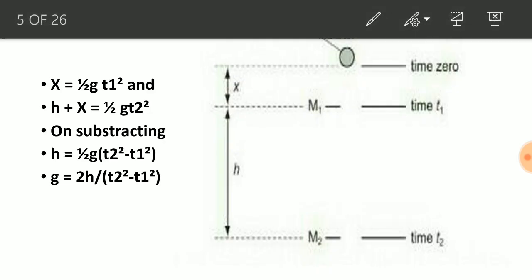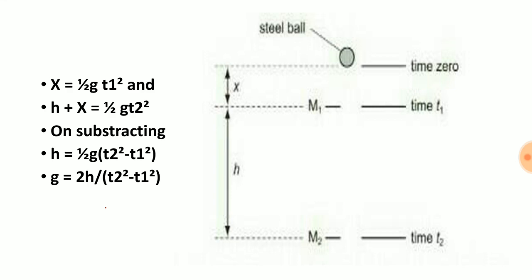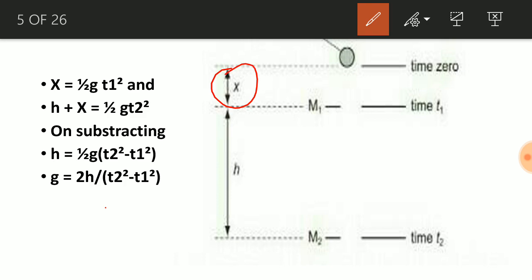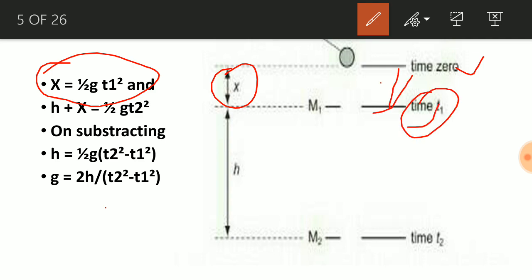Now we can solve this question in this way. For the height x, initial velocity is 0. So if we write s is equal to ut plus half at square, our u will be 0, and half is there, a is small g, and t is t1. T1 is the time taken for this distance travel.